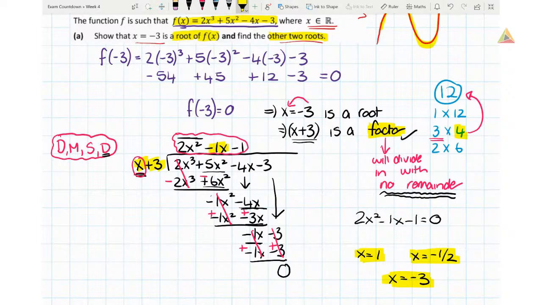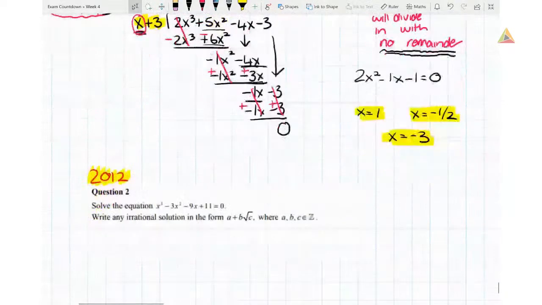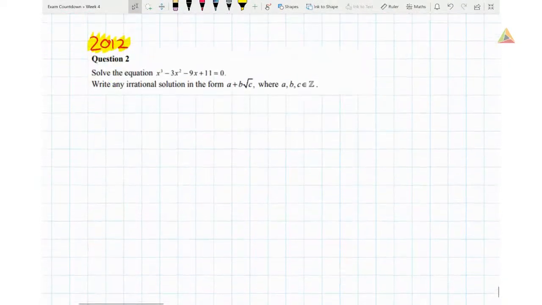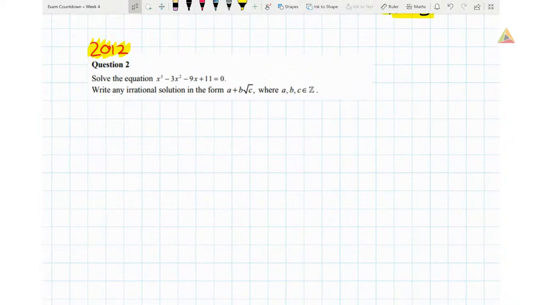Okay, so let's have a look at another question. This time it is just slightly different at the start. This is a question from the 2012 paper 1 exam paper, and it's question 2.